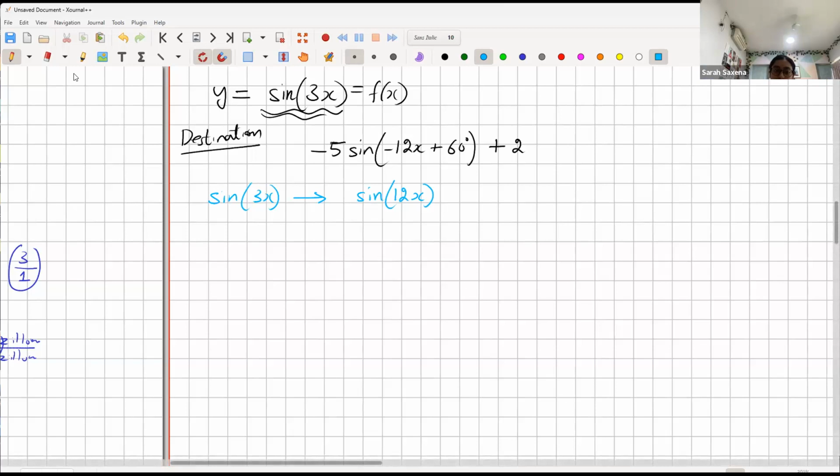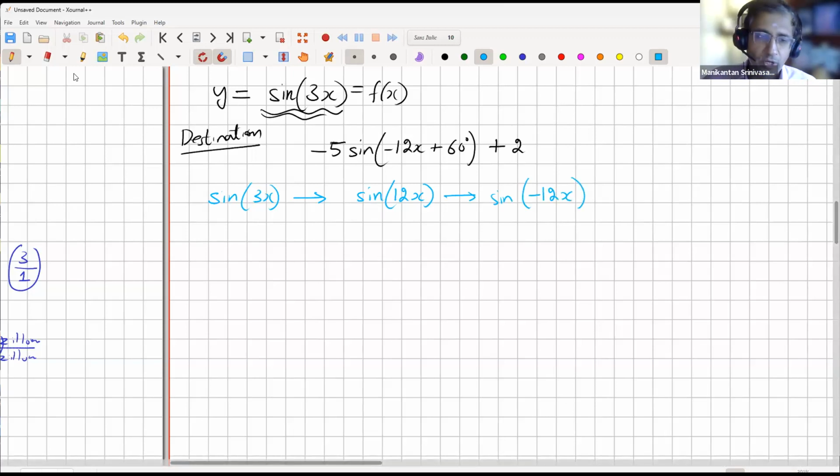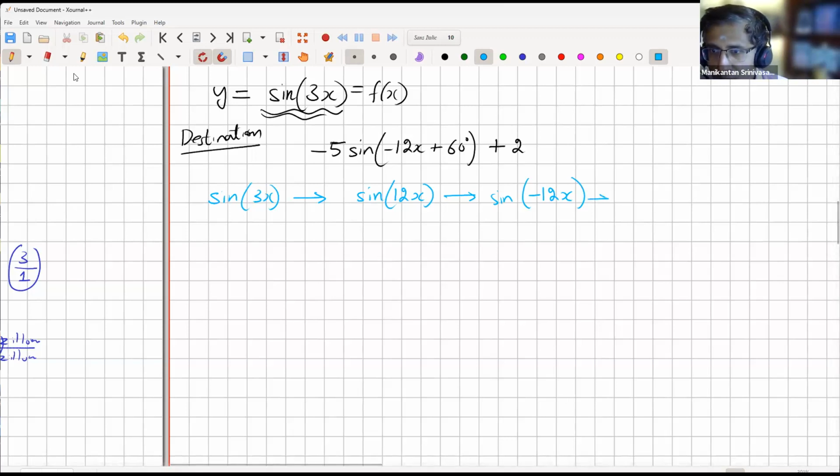Okay. Now, Avya, sorry. Now, from here, I want you to go to sine of minus 12x. What operation? So horizontal reflection. Horizontal reflection. Wonderful. Yes. So it's going inside the function itself, and f of x has become f of minus x. So it's just horizontal reflection. Very nice. Okay, Amit. So from here, I want to go to sine of minus 12x plus 60.